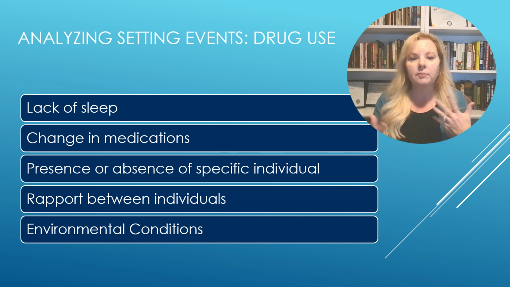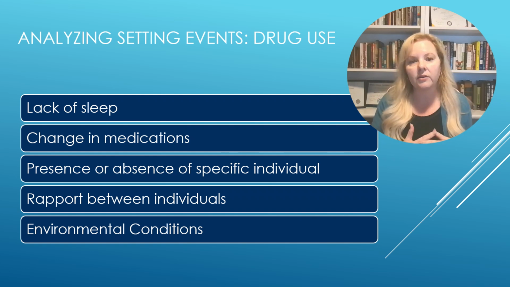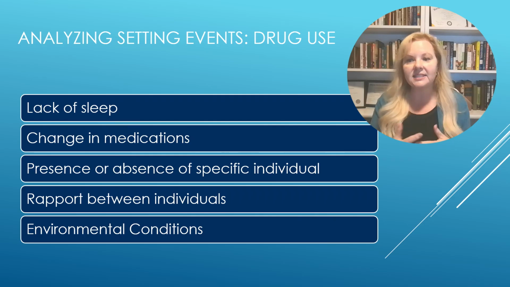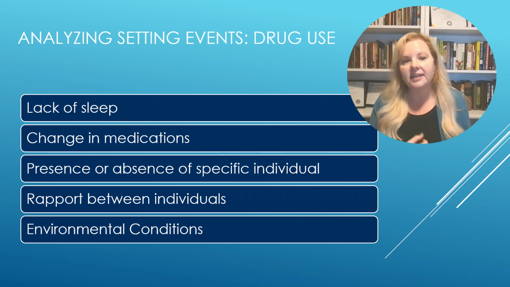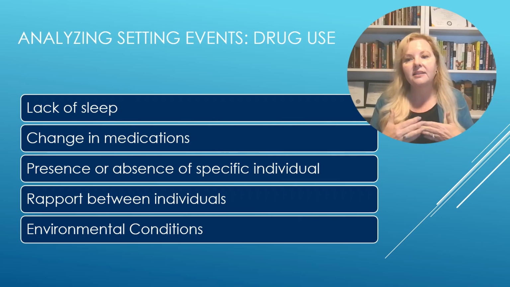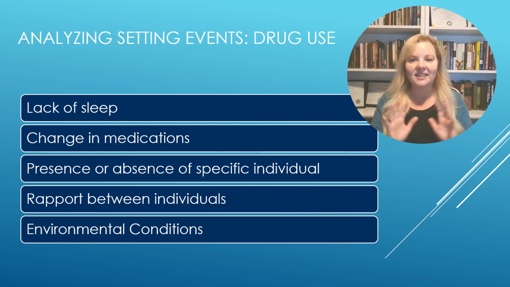They could also be the rapport between individuals and whether when one person is present, somebody is more likely to be feeling anxious or upset or depressed. And so when a trigger comes, when an antecedent is present, then they're more likely to engage in that problem behavior. So we want to be looking at these setting events, the conditions, and how they influence behavior.